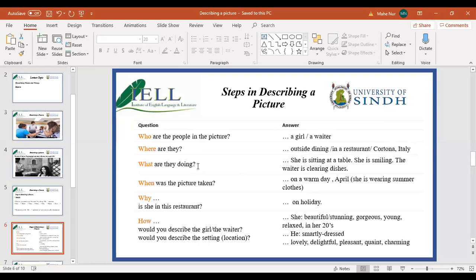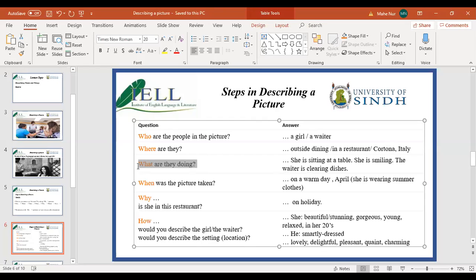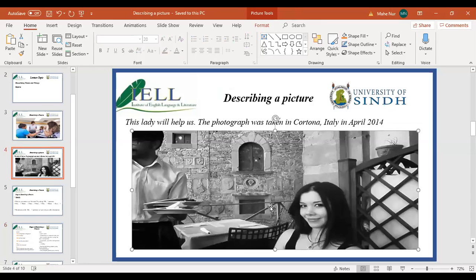Now, look at the third question you should be asking. What are they doing? Let's go back to this photograph. And yes, what do you think they are doing? I'm looking at the chat, and Sarfaraz Ali says, canteen. In a canteen, there is no waiter. Okay, there are no waiters. In a restaurant, there are waiters. Yes, people. What do you think they are doing? You ask who they are, then you ask where they are. Now you are asking what they are doing.